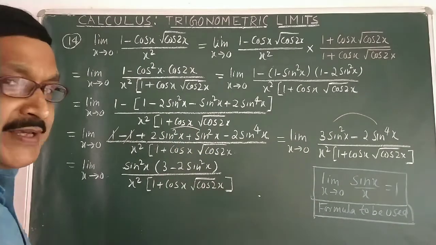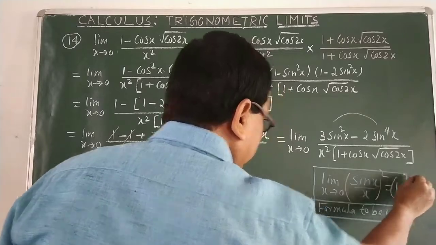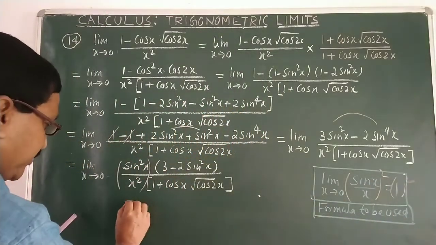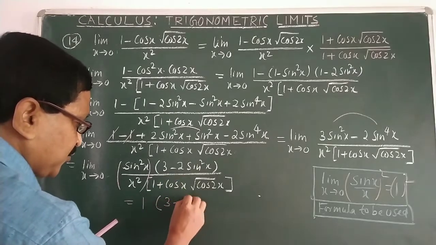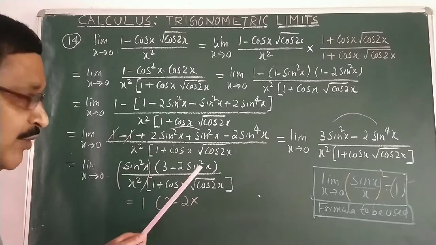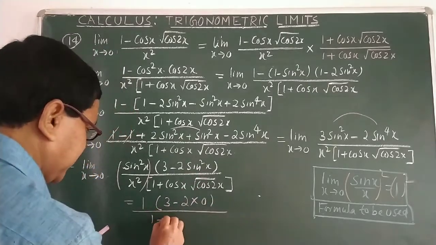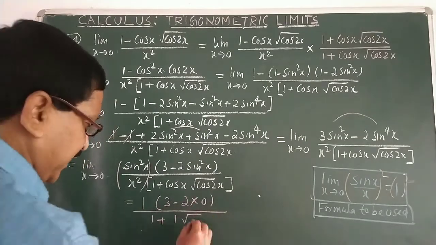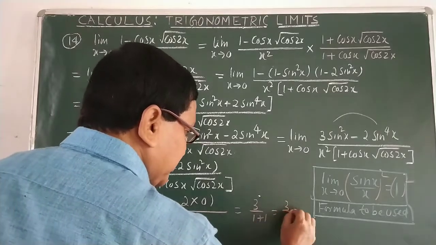Now sin x by x is equal to 1. So (sin x by x) whole square is equal to 1 whole square. So this is already 1. Now putting the value, 1 into 3 minus 2 into sin 0, which is 0. So right here 0. After that, 1 plus cos 0 is 1, root, again cos 0 is 1. So this is 3 by 1 plus 1, which is equal to 3 by 2.